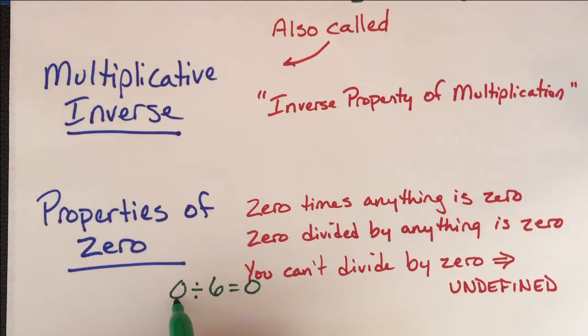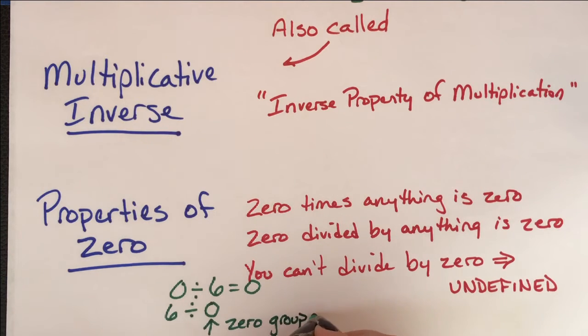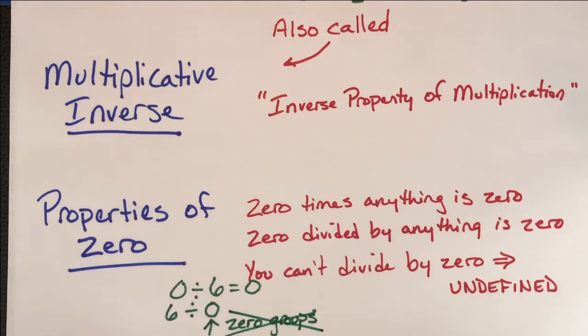So I can take 0 and I can divide it into 6 groups and I still have 0 socks in each group. However, if I have 6 socks and I want to divide those into 0 groups, there is no such thing as 0 groups. You have to have at least one group. You can't put 6 socks into 0 groups. This is the issue, and this is why they say you can't divide by 0. You can't have 0 groups, and that means this answer is undefined.